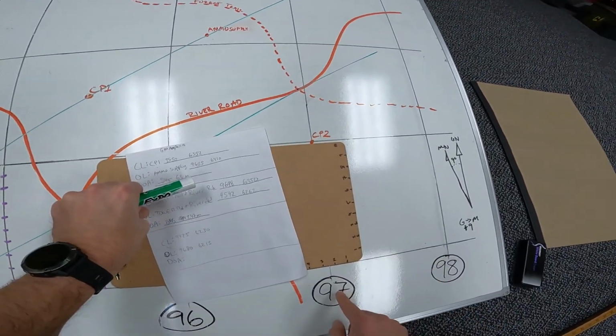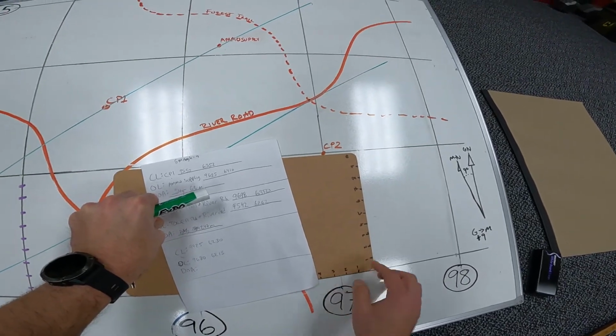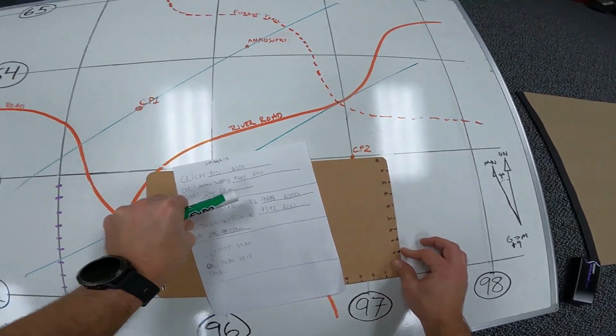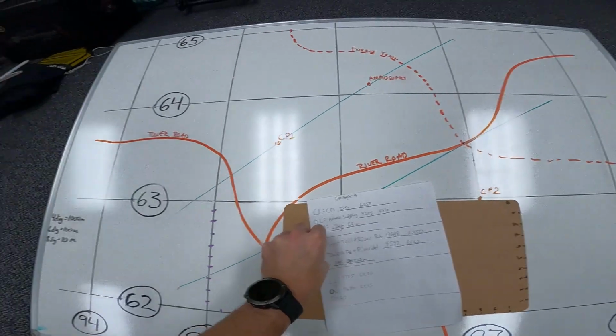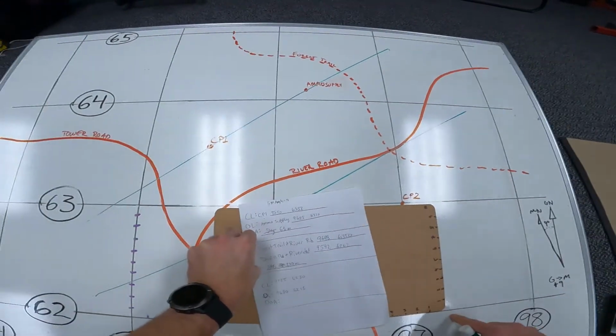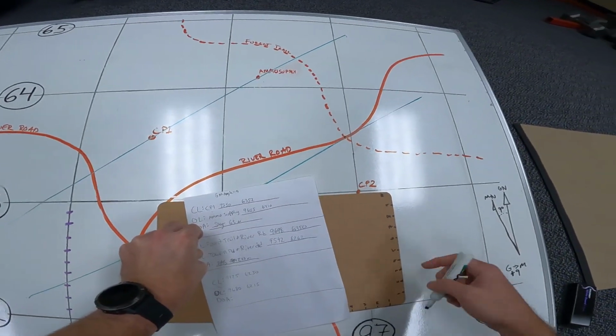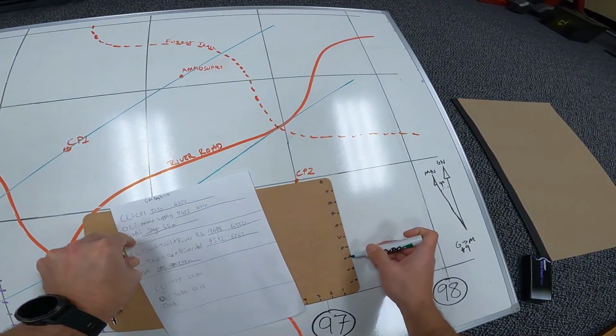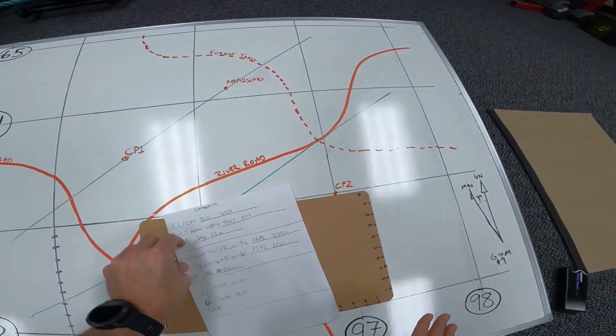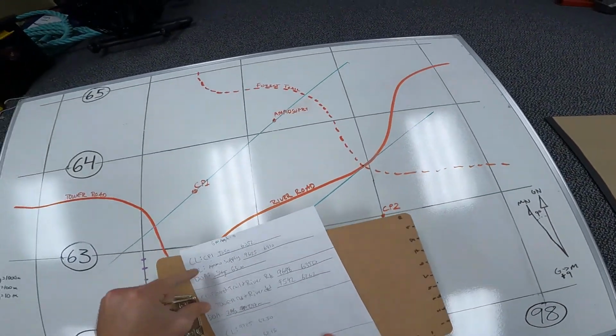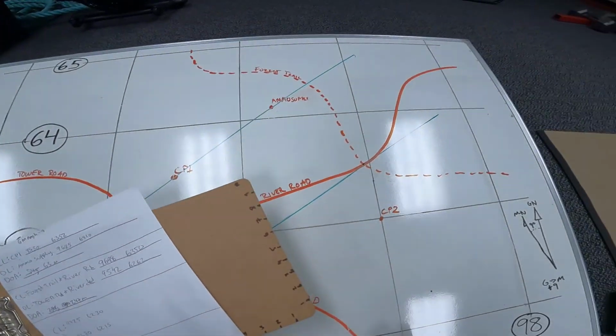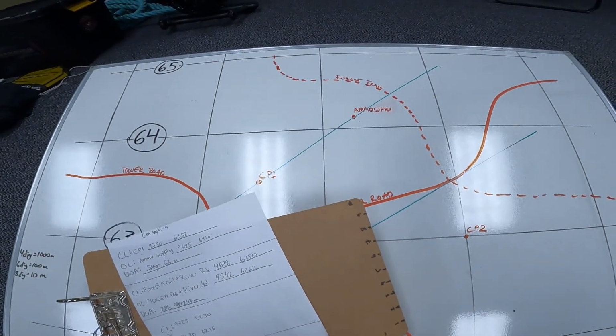So you see 9712.5, so that's 9725. And 6230, so this is the 62 line. 1, 2, 3, and 0 is right on the dot, so you just put a little dot. That's your current location.